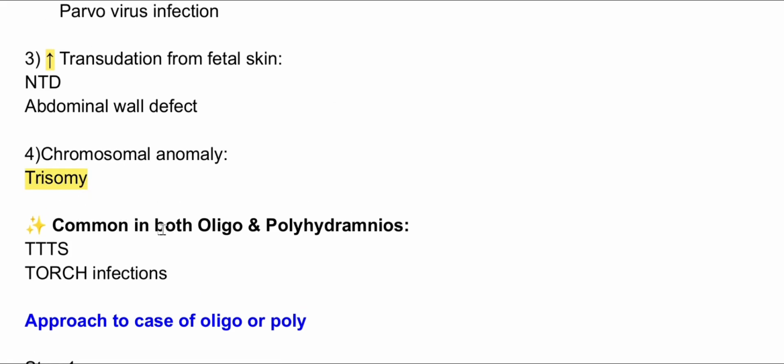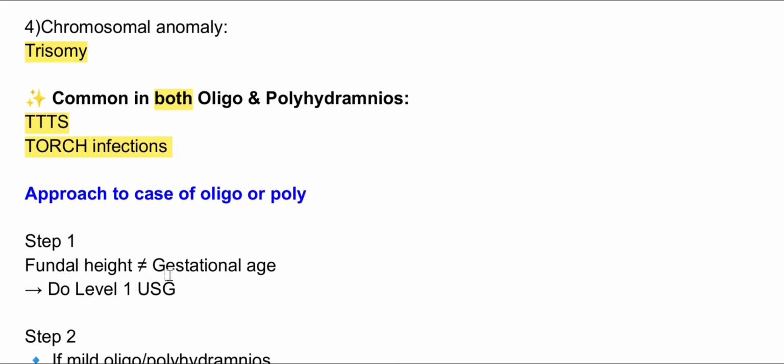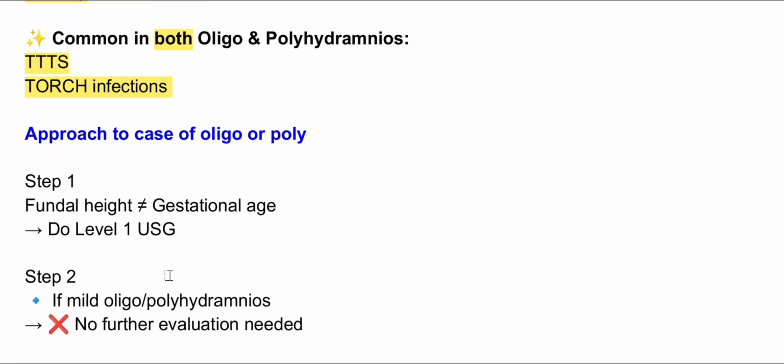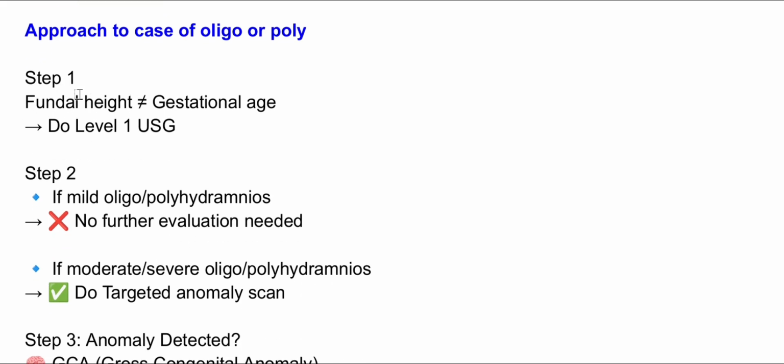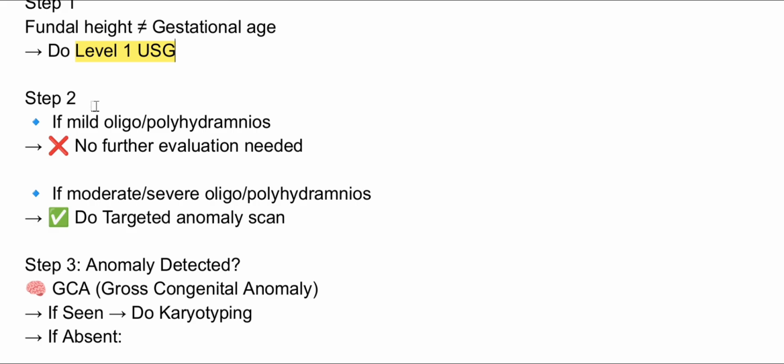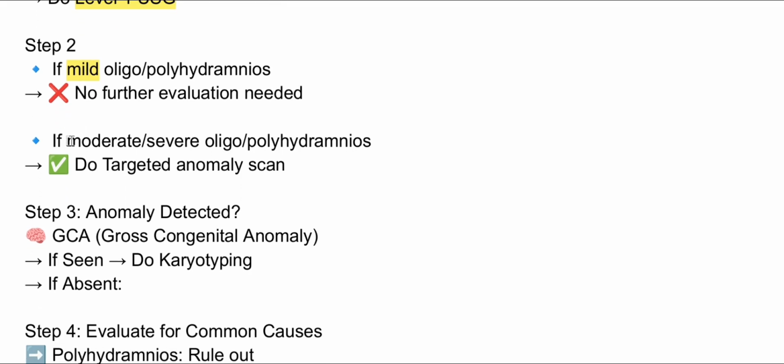Now, conditions in which both oligo and poly can be seen are twin-to-twin transfusion syndrome and TORCH infection. So it is all about oligo and poly. Now, how will you approach a case of oligo and poly? Step one is fundal height. When we manually measure fundal height, it will not be equal to the gestational age, so we will do a level 1 scan on USG. In step 2, if there is mild oligo or poly, no further evaluation is needed because it is idiopathic and will get better soon. If the condition is moderate or severe, we will do a targeted anomaly scan, that is level 2 scan.